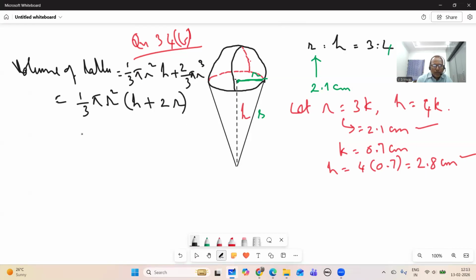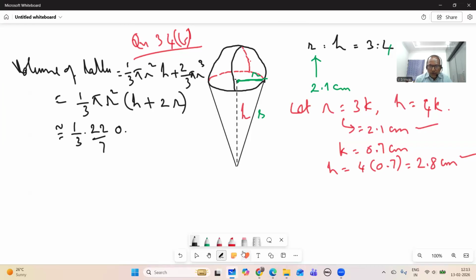It is (1/3) pi r square. By r square, r square is out, r remains. Substitute the values of r and h. R is 2.1, h is 2.8. So this becomes 1/3. For pi, we can take 22/7, and r is 0.